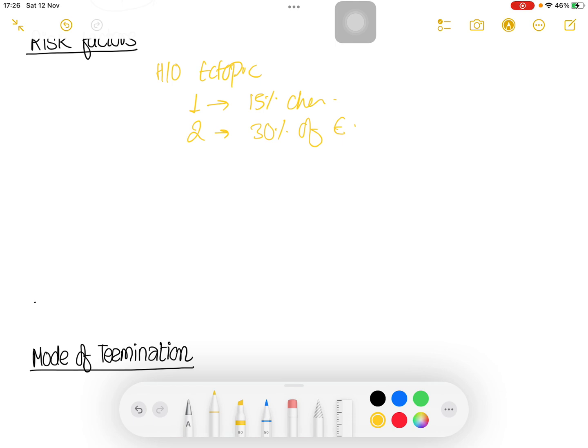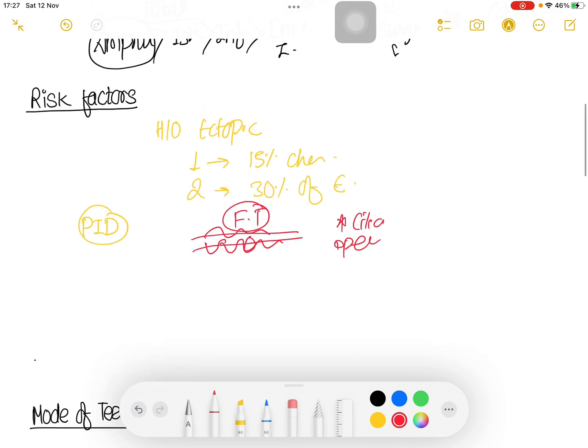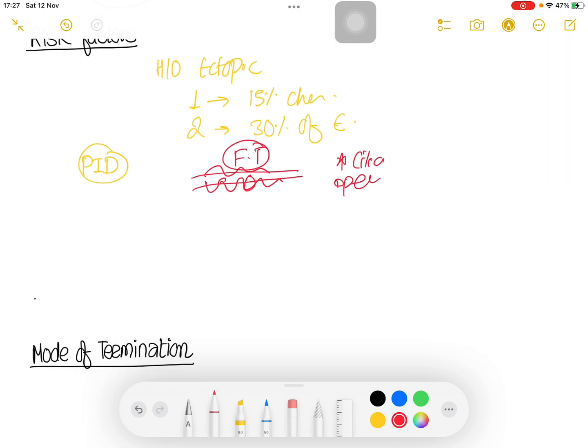The next risk factor is PID. If pelvic inflammatory disease affects the fallopian tube, it can form this type of pattern, and then the fertilized ovum gets implanted here and develops. It can also disrupt the cilia and the peristalsis movement of the fallopian tube, so that the product of fertilization will be implanted and develop in the fallopian tube.